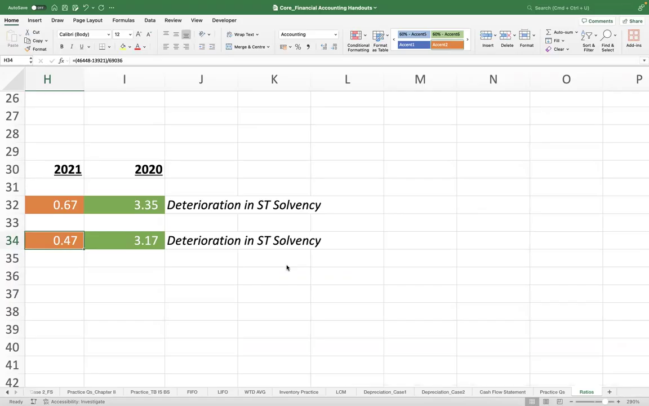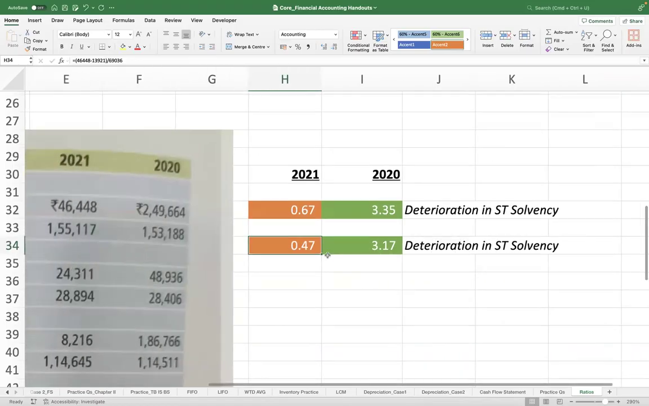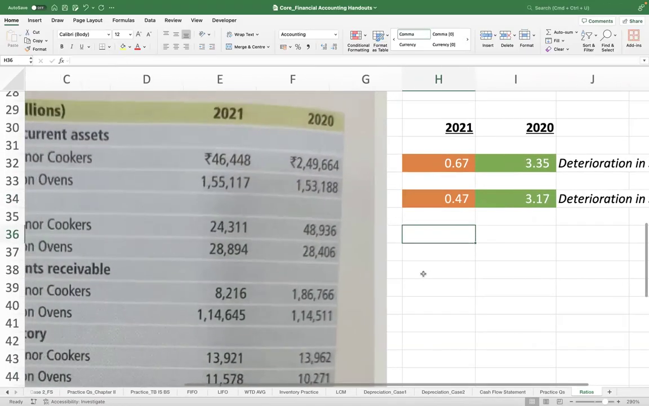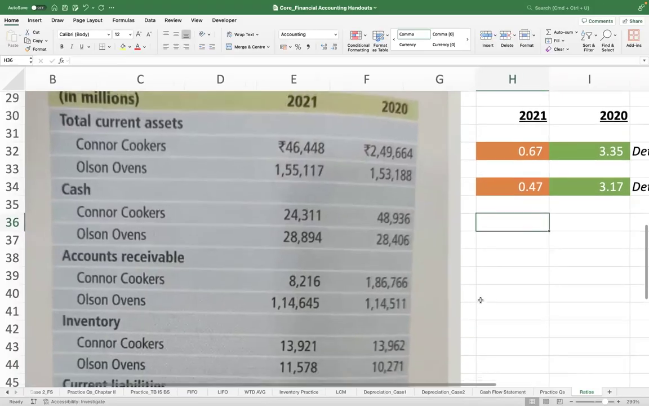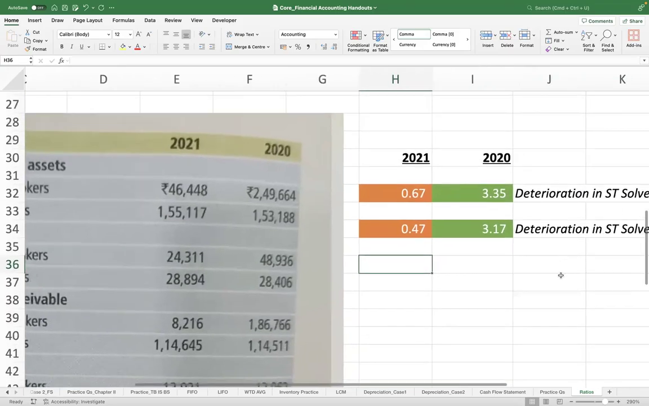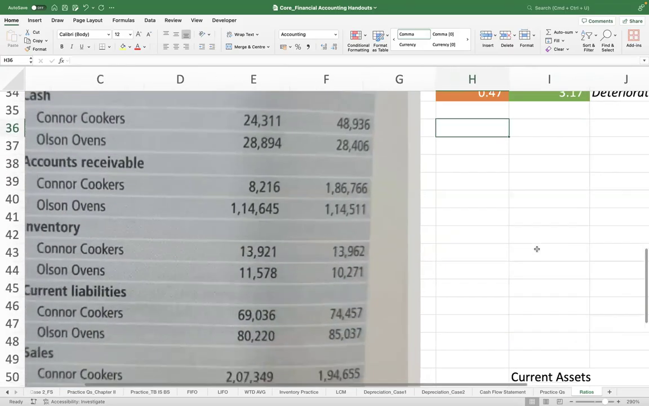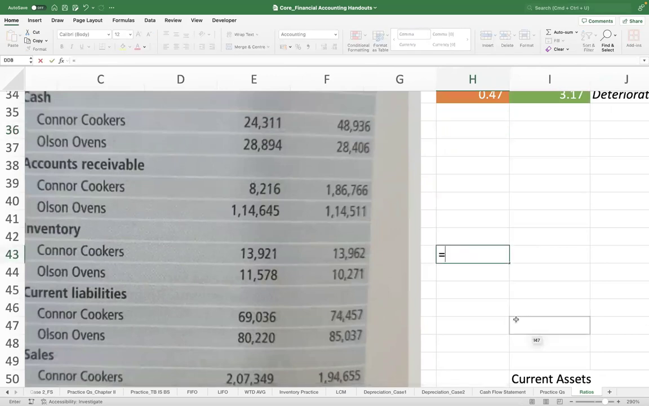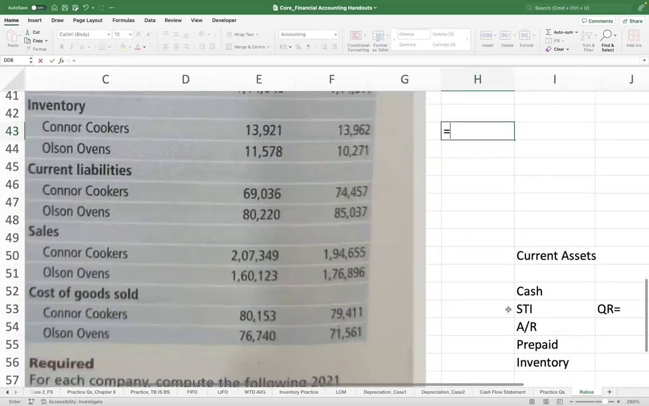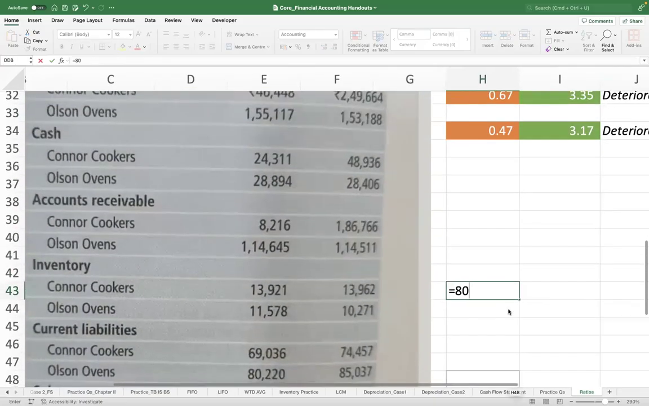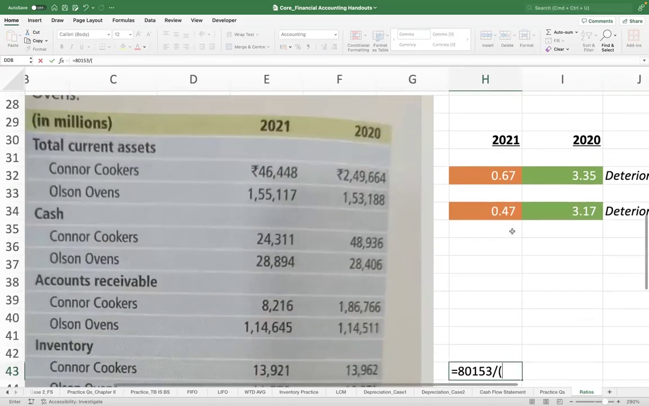Next, what is the next? Inventory turnover ratio. For the inventory turnover ratio, it is cost of goods sold divided by average inventory. So what is the inventory turnover ratio here? What is cost of goods sold by average inventory? Cost of goods sold for the current year is 80153. 80153 divided by average inventory.